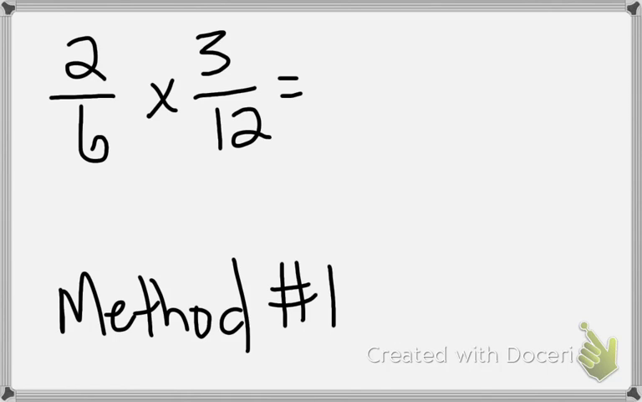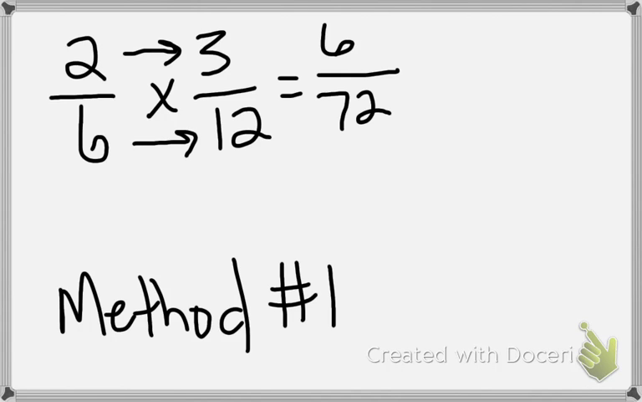Because when we multiply fractions, we multiply our numerators. So if we did that, 2 times 3 is going to give us 6. And then 6 times 12 will give us 72. Now we want to remember that our final fraction always needs to be in simplest terms. It needs to be reduced as much as it can.